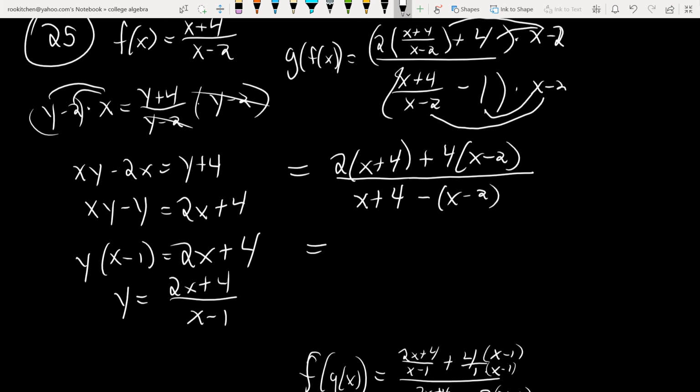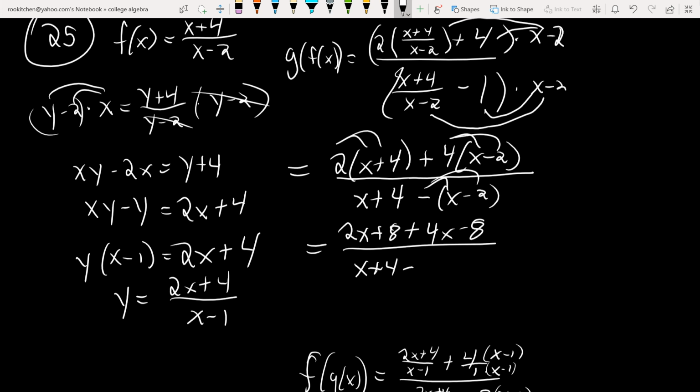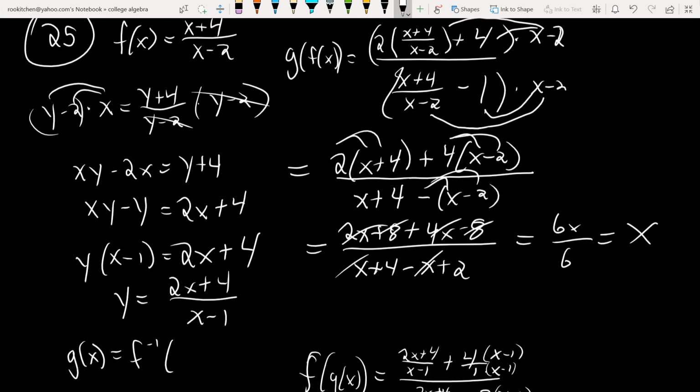Okay. Now we simplify by doing some distribution. 2x plus 8 plus 4x minus 8, all over x plus 4 minus x plus 2, and then combine like terms, you get 6x, 8 minus 8 is 0, all over x minus x is 0, 4 plus 2 is 6, oh, and we got it. Okay, so in both cases, we get x, hence their inverses. So g of x ultimately equals f inverse of x. Okay, so there's that.